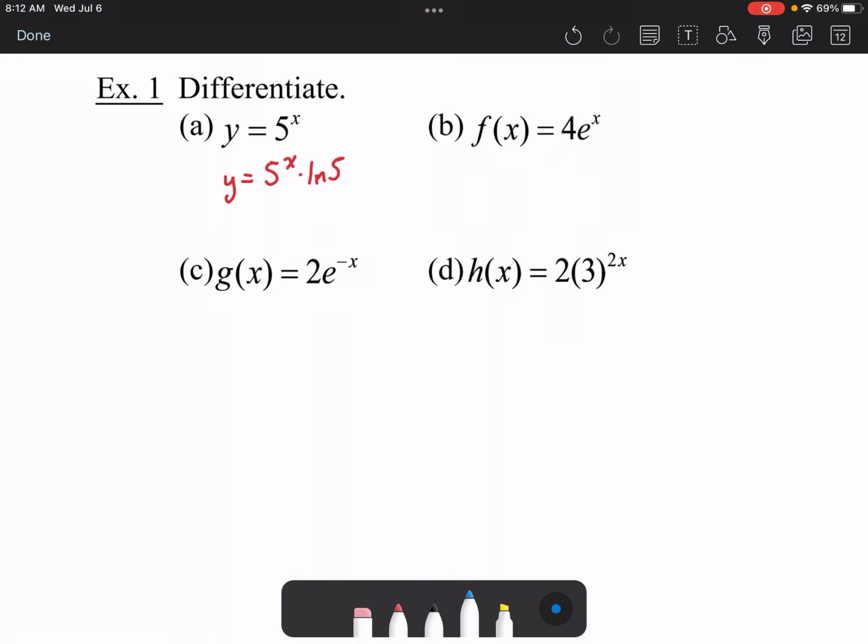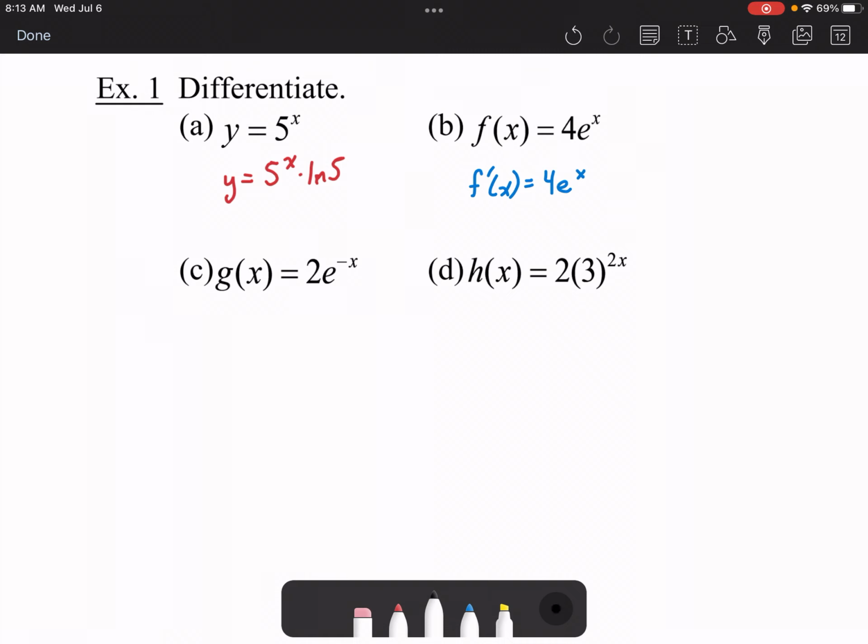Let's try f of x equals 4 times e to the x now. Its derivative is just 4. Derivative of e to the x is just e to the x. So that remains the same. Let's try the next one.